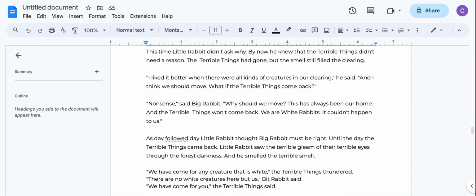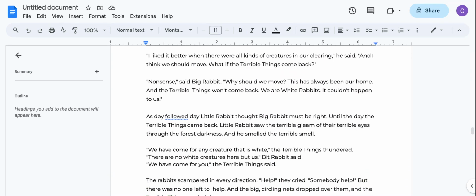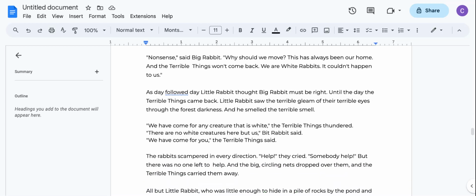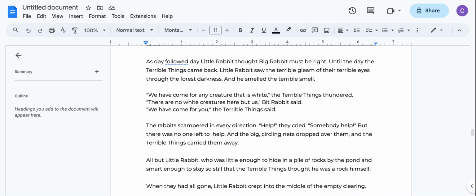This time Little Rabbit didn't ask why, but now he knew the terrible things didn't need a reason. The terrible things had gone, but the smell still filled the clearing. I liked it better when there were all kinds of creatures in our clearing, he said, and I think we should move. What if the terrible things come back? Nonsense, Big Rabbit. Why should we move? This has always been our home. And the terrible things won't come back. We are white rabbits. It couldn't happen to us.